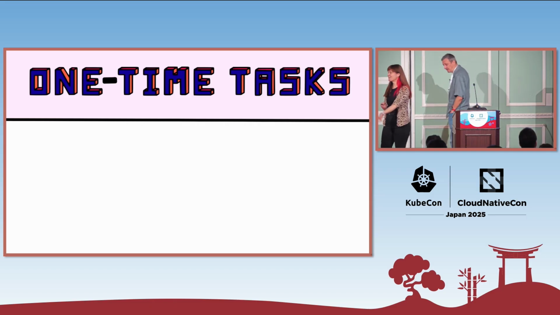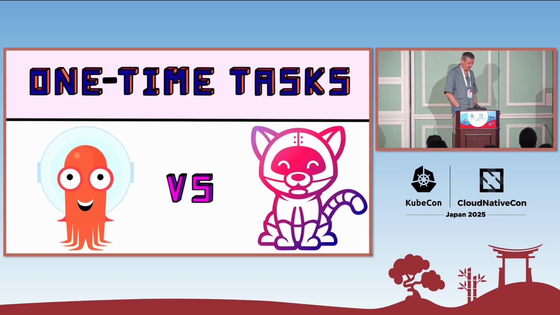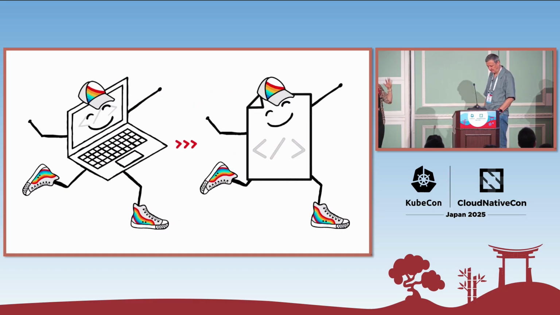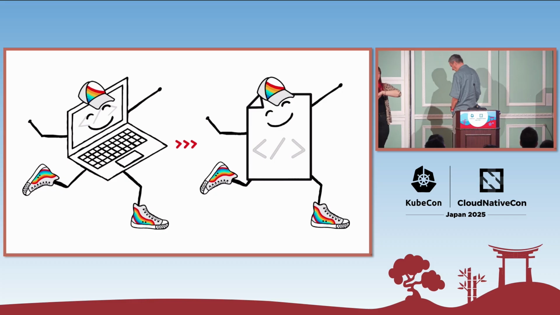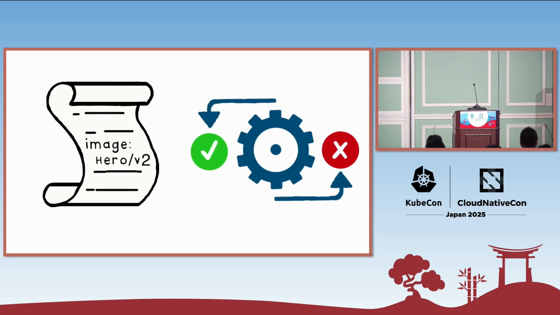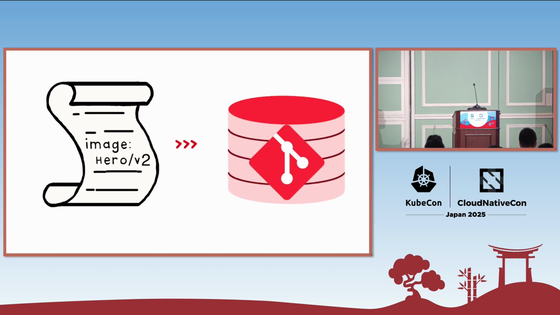Let's talk about one-time tasks. So we're going to talk about Argo Workflows versus Tekton. One big thing that our developers and our app teams need to do is get their code built into a container image. So they need their code to be tested. They need that to be built into a container image. They need that image to be pushed to a registry. They need the configuration to be updated with the new image. They need to test that new configuration, and they need to go into an application configuration repository where Argo CD can pick it up. So this is probably familiar.